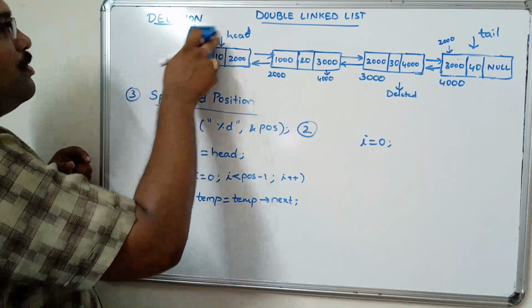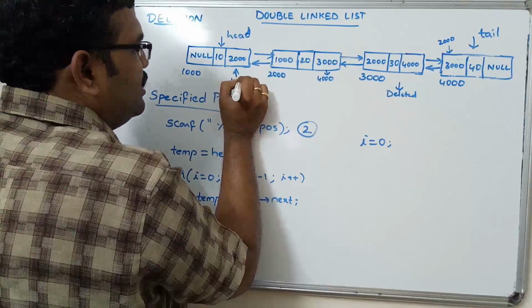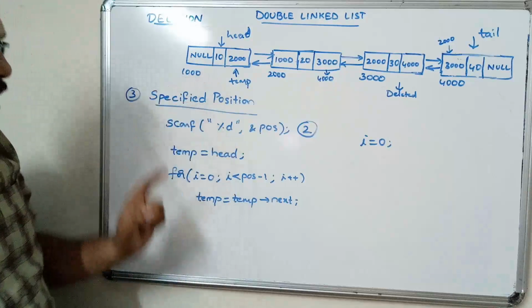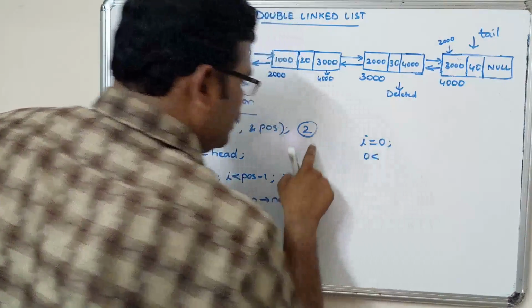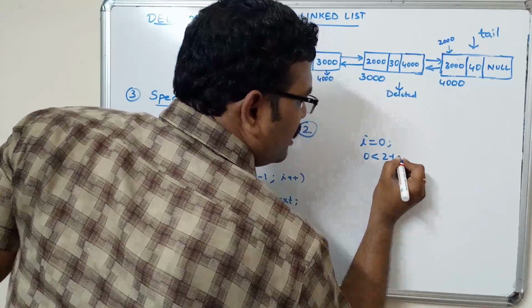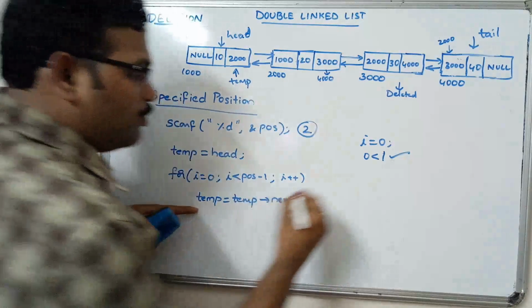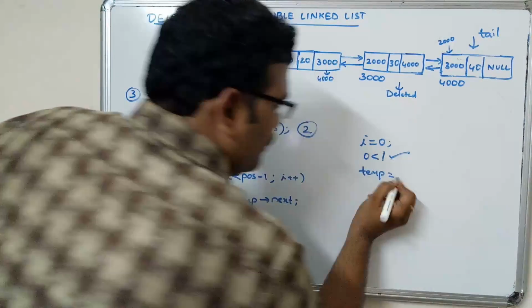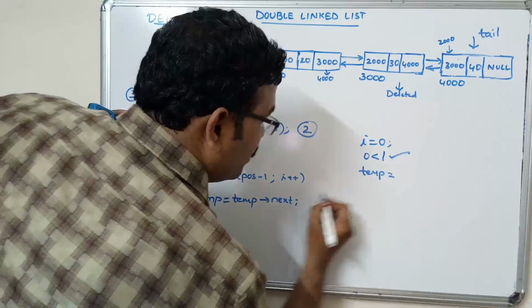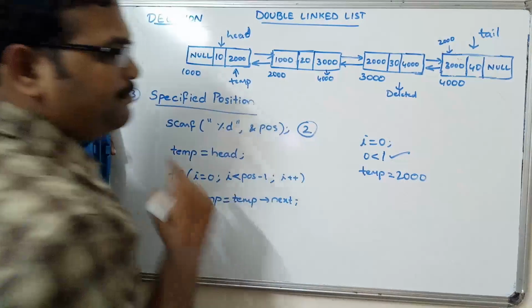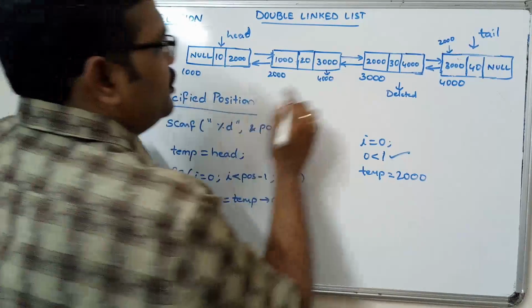Right? So okay, it's not visible for you. I will write here itself. Okay, this is the temporary variable. Now i is equal to 0. 0 less than position minus 1, 2 minus 1, that means 1, right? 0 less than 1, true. So temp is equal to temp of next. So initially temp is this one, temp of next means 2000. So temp is equal to 2000. So automatically the temp is moved to this position.